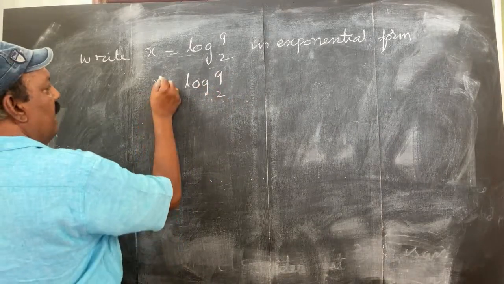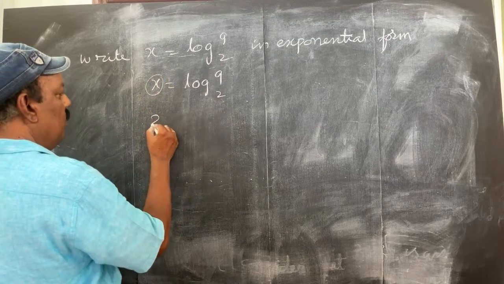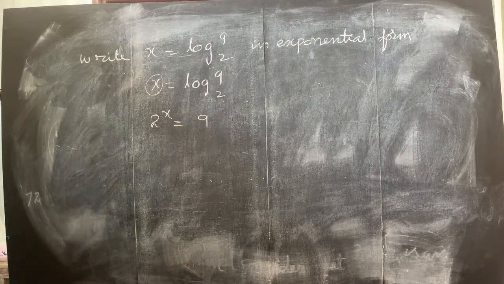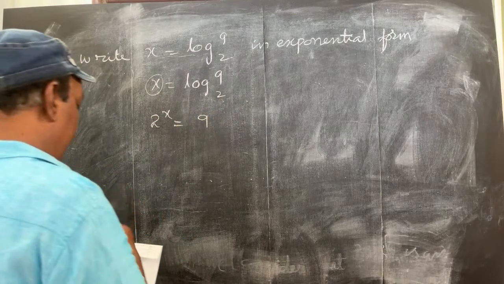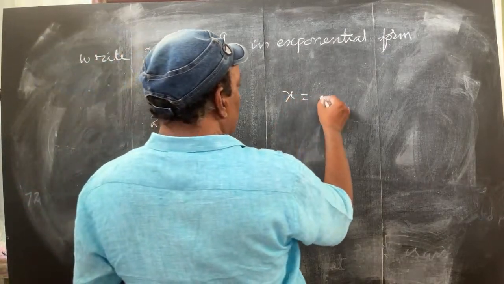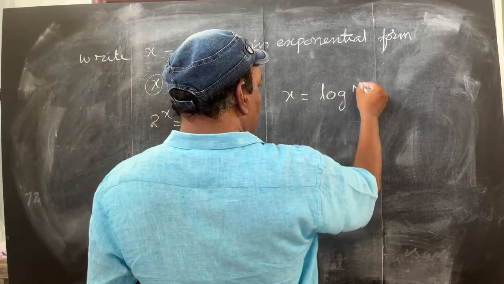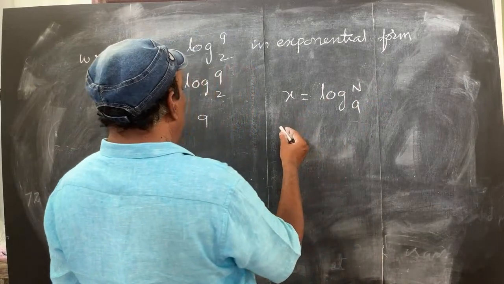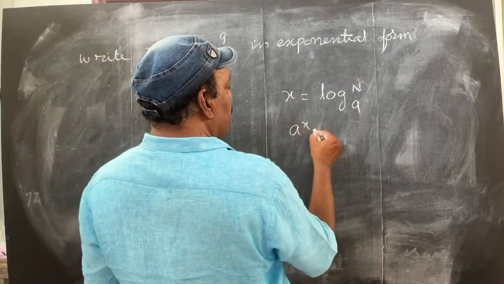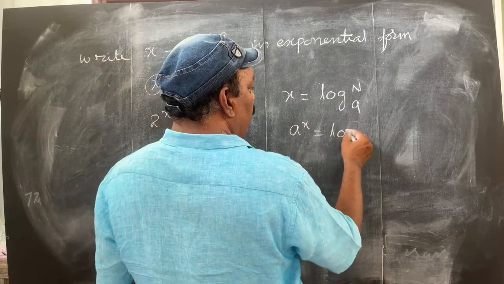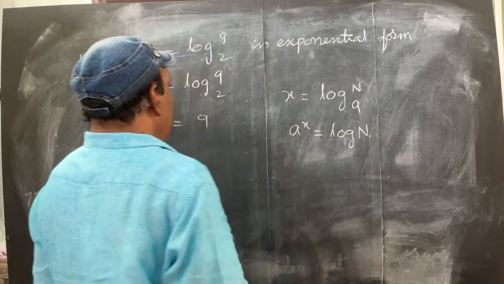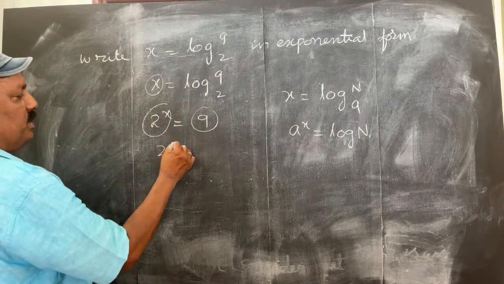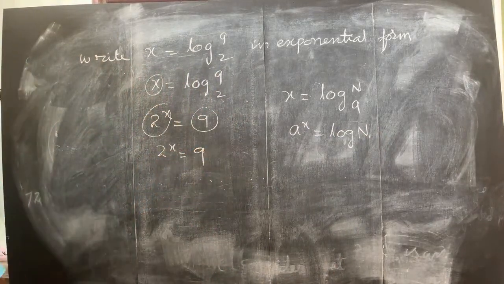What will happen? This actually becomes the power of the base. So 2^x is equal to the log value. According to the formula, x = log n base a means a^x = n. So here n is 9 and a^x is 2^x. So the exponential form expression is 2^x = 9.